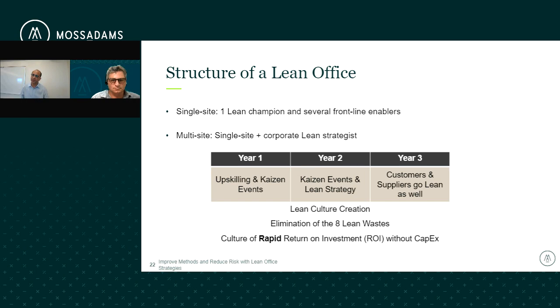And of course, in year three, customers and suppliers are involved as well, where the metrics and the KPIs come in: how do you make sure even the suppliers can get you their widgets on time, the raw materials, and how do they make sure it's always good quality so that you don't have to inspect? And then, of course, after that, to their suppliers as well. So it's a complete chain which improves. And throughout the 3 years, at a minimum, the culture creation is happening, eliminating the waste from all the processes, and a culture of rapid return of investment without capex is created.